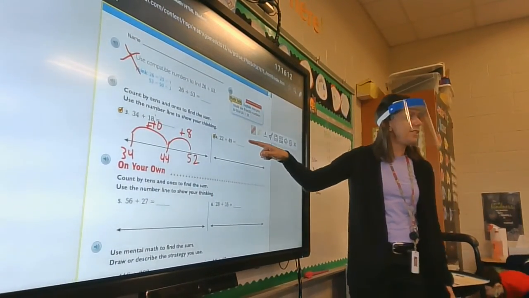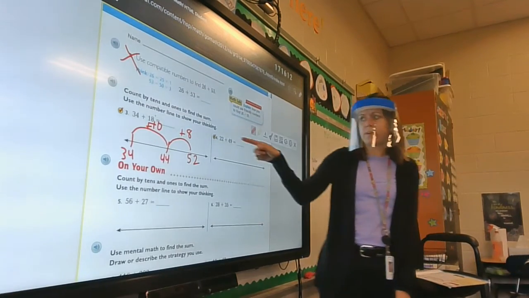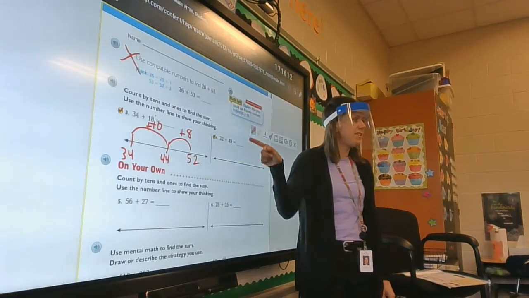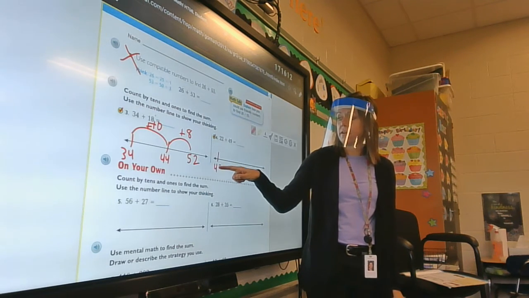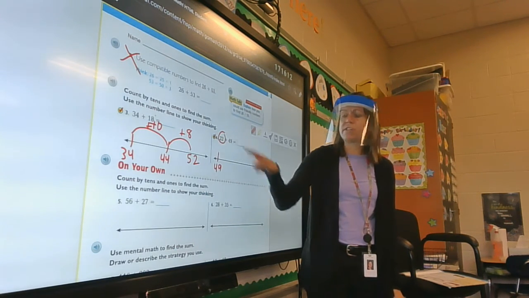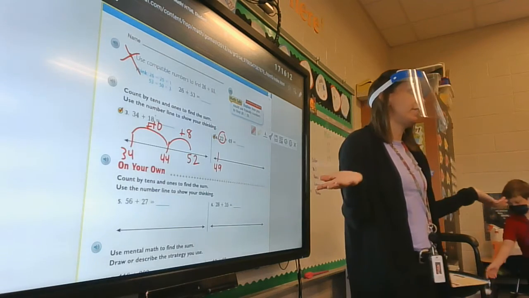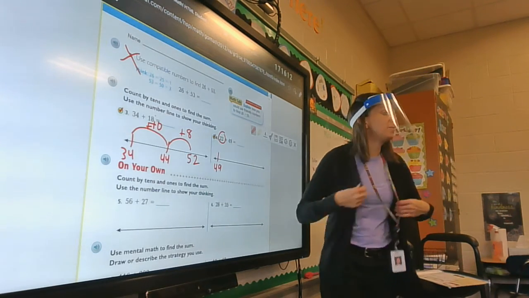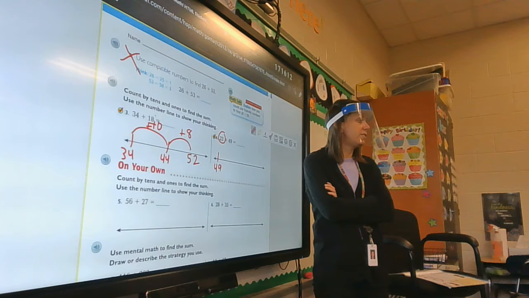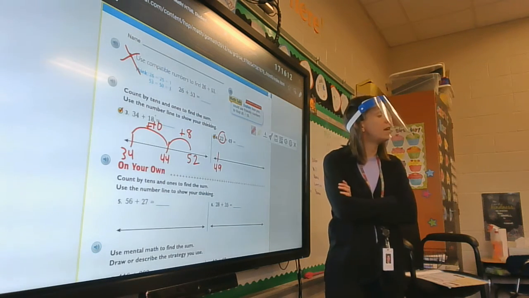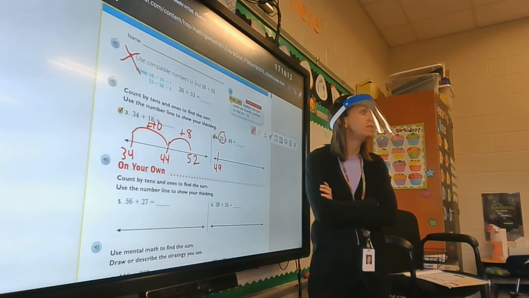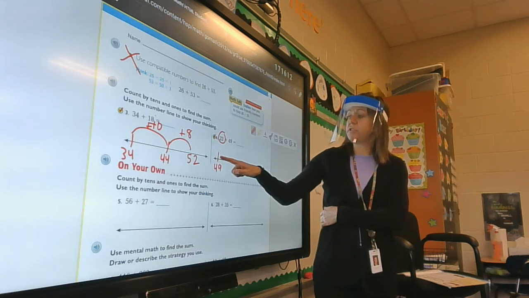So the next problem is 22 plus 49. Just because 22 is first, does it mean I have to start with 22? I'm going to start with 49 because it's bigger. And then just so I don't forget, I'm going to circle that 22 so I don't get confused. So I need to jump how many tens to make 22? How many tens are there? Dylan? 2.